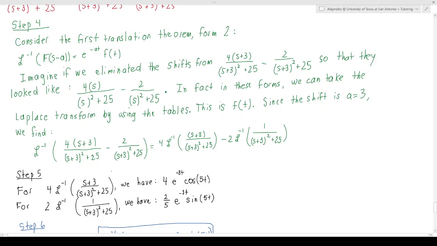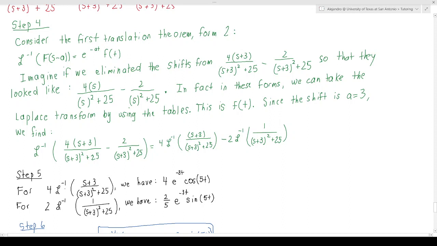But notice the focus here is we're going to take the inverse Laplace of this whole thing here, right? We're going to pull out the constant, so 4 times the inverse Laplace of s plus 3 over s plus 3 squared plus 25, minus 2 times the inverse Laplace of 1 over s plus 3 squared plus 25.